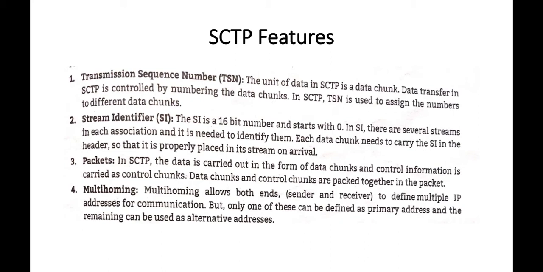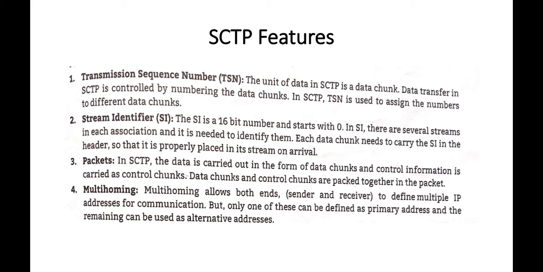So both the data chunk as well as the control chunk are placed together in the packet. One data chunk contains actual data, but the control chunk contains the control information, how to control that particular packet, how to maintain the sequence in that particular packet. So all that control information is present in the control chunk, and both are packed in one single packet. When we send the packet, there are always two chunks present, the data chunk and the control chunk.